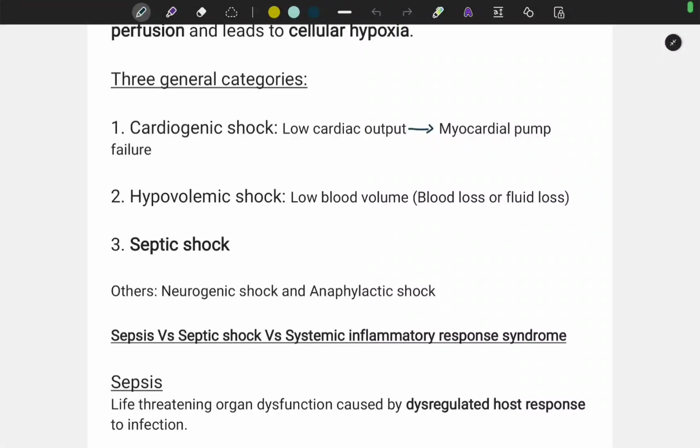Before starting with septic shock, there are a few terminologies that we need to understand and know their differences. And first one is sepsis. Sepsis is a life-threatening organ dysfunction caused by dysregulated host response to infection. It says that when a person is infected with microorganism, his immune system will try to fight that organism, and when that response affects their tissue itself and cause organ dysfunction, and that is known as sepsis.